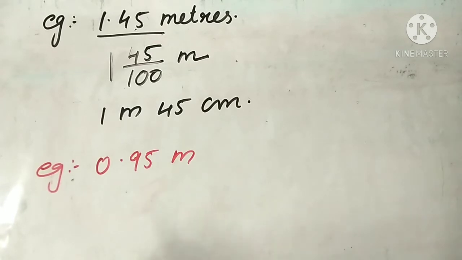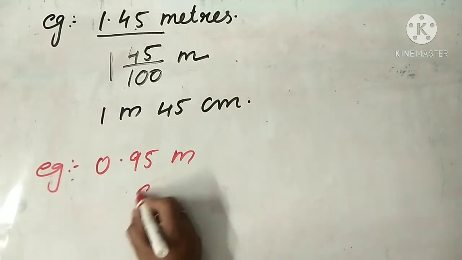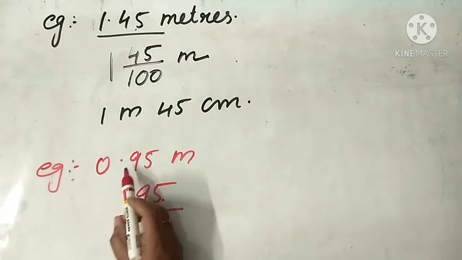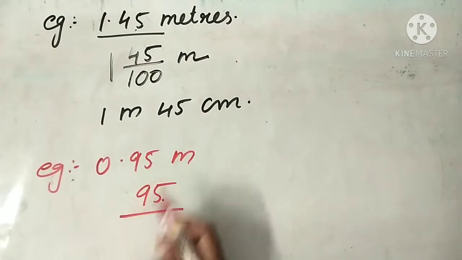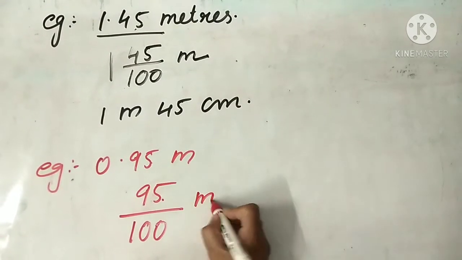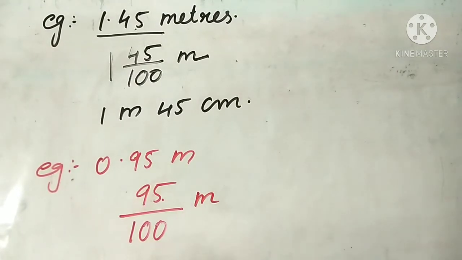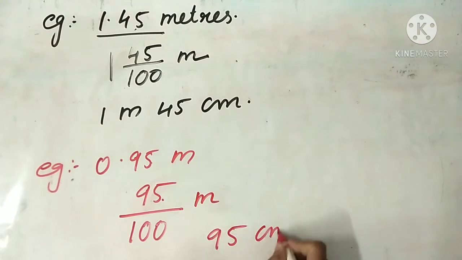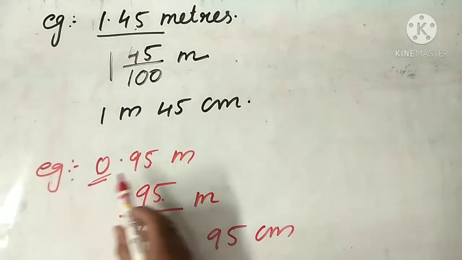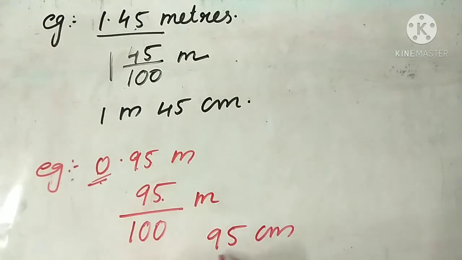0.95 meter. Here there is no whole number, only the decimal part is there. So we write the decimal part 95 by, how many zeros do we need to put here? After the decimal point, 2 numbers. So we need to put 2 zeros. So 95 by 100 meter is the fractional form of this number. And this we can write as 95 centimeter. There is no meter. When there is a whole number we can write it as meter, but here there is no whole number. So this is 95 centimeter.